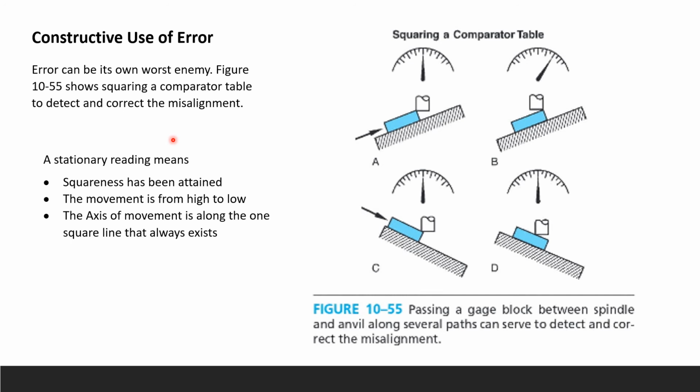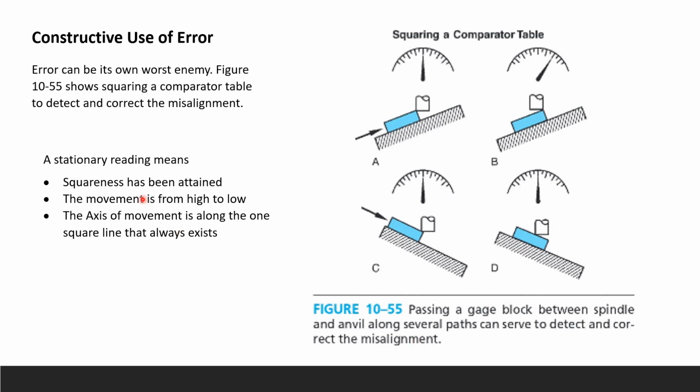Constructive use of errors. Error can be its own worst enemy, so be very careful. Here you can see the square and comparator table used to detect and correct misalignment. Here is a comparator table, and you definitely don't want this kind of alignment. You've got to correct all these kinds of misalignment.